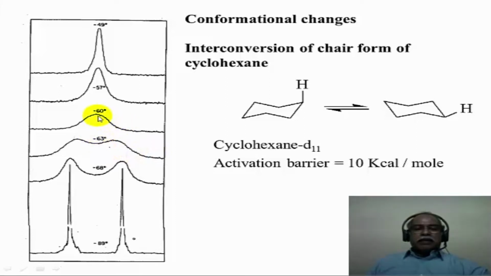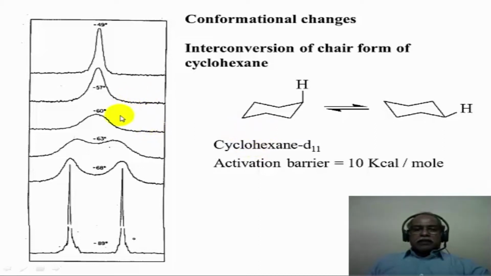Now, between minus 63 and minus 60, you can see there is a coalescence that is taking place. There are two peaks here which coalesce to only one peak at this particular temperature. So, this particular temperature is known as the coalescence temperature. The coalescence temperature is important because several kinetic parameters can be obtained from the coalescence temperature.